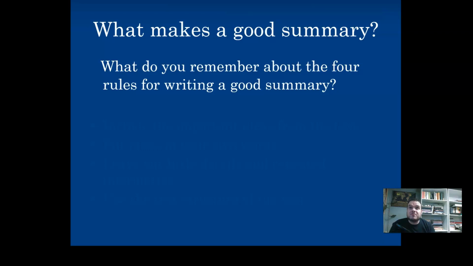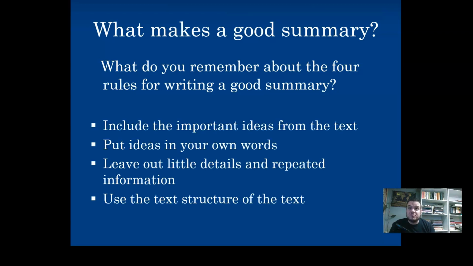So what do you need to remember for the 4 rules for writing a good summary for nonfiction? Include the important information from the text. Put ideas in your own words. Leave out little details and repeated information. Use the structure of the text to guide you in writing your summary. That's what you need to do. As a rule, your summary should always be way shorter than what you're summarizing. So if you're summarizing, say, a 2-page article, it should be summarized in a paragraph.